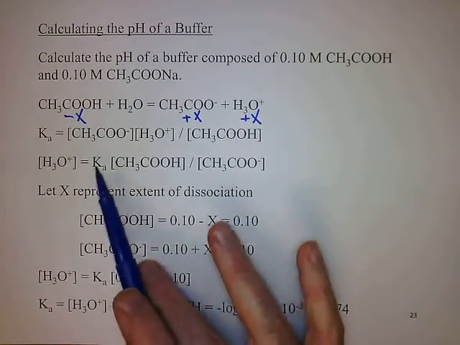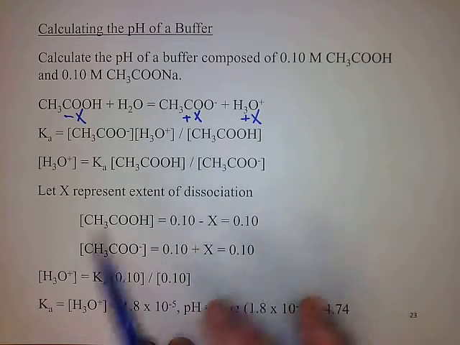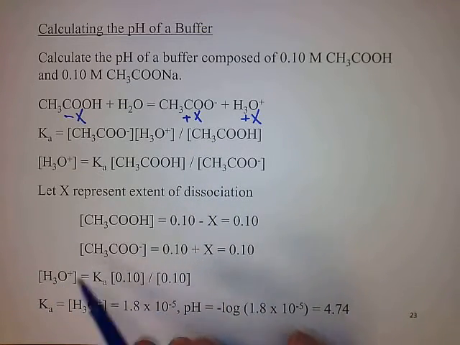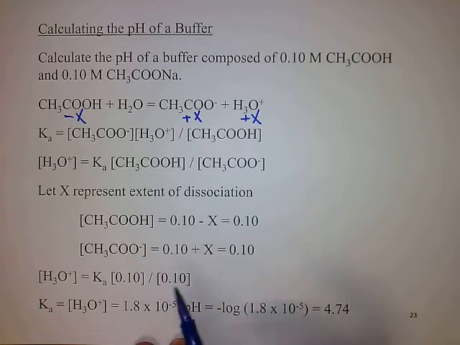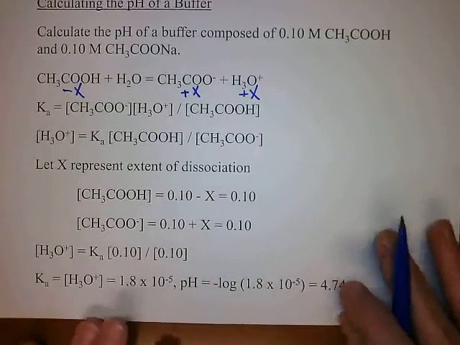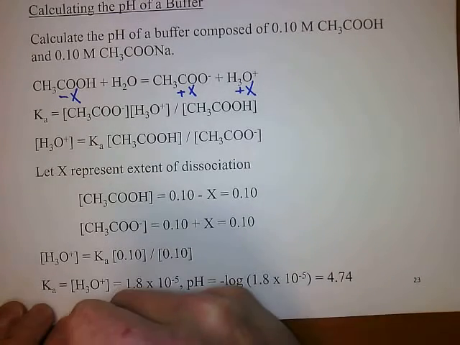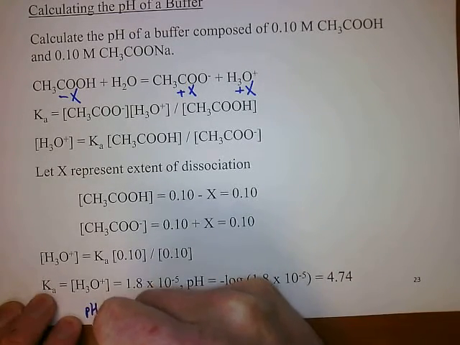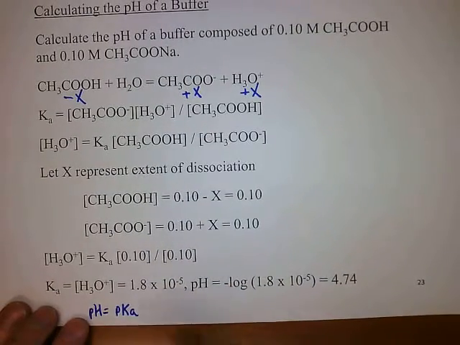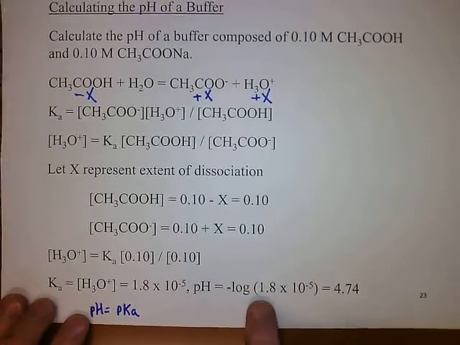Well, then we plug 0.1 and 0.1 in here, right? Then concentration of hydronium is equal to Ka times 0.1 over 0.1. Okay, in which case you would take the negative log of that, or we'd be taking the negative log of the Ka, which is the negative log of 1.8 times 10 to the minus fifth, which is 4.74. So in this case, we could say pH is equal to pKa.